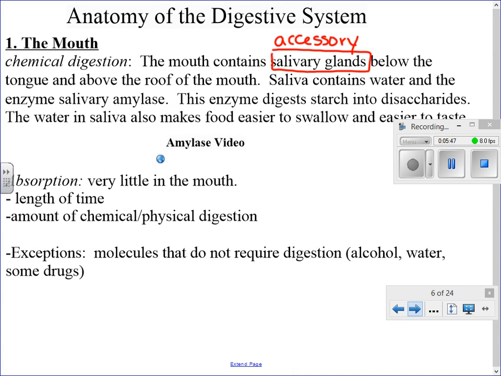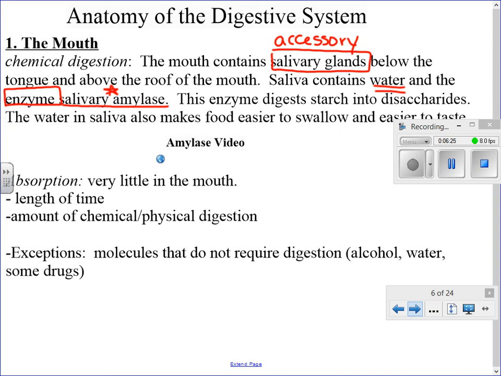The saliva that comes out of these accessory glands contains water, but it also contains an enzyme. We discussed what enzymes do earlier on in the course. But the job of an enzyme is generally, in digestion, to help take a large molecule and make it smaller. The specific enzyme is called salivary amylase. You would need to know that name.